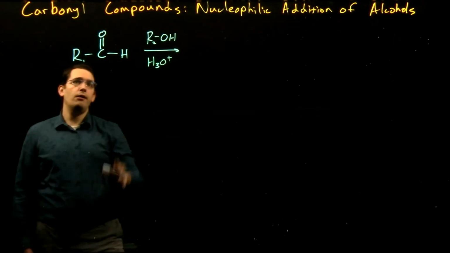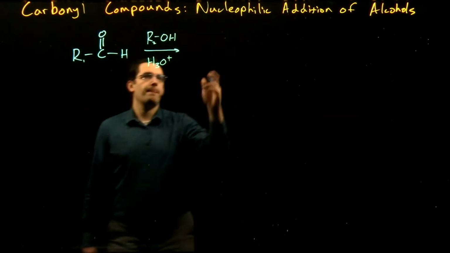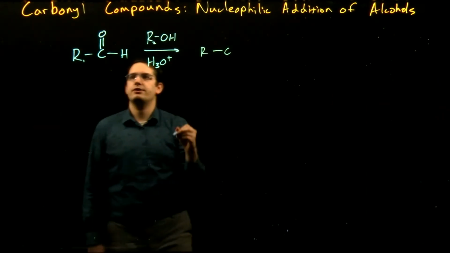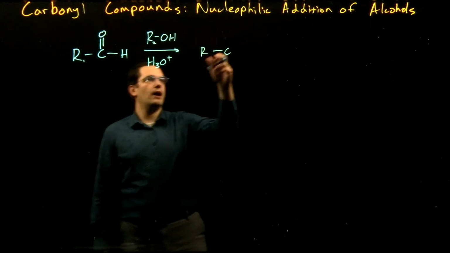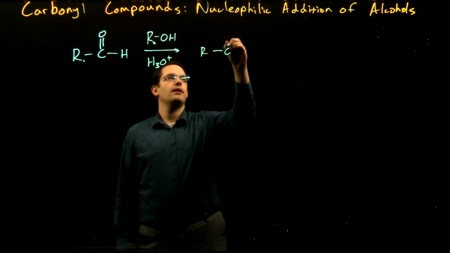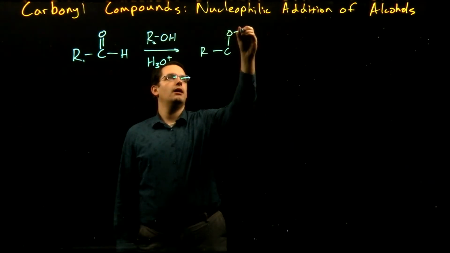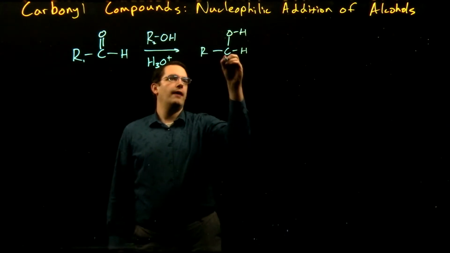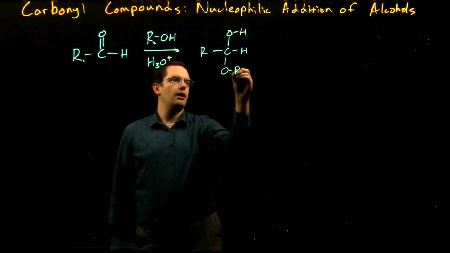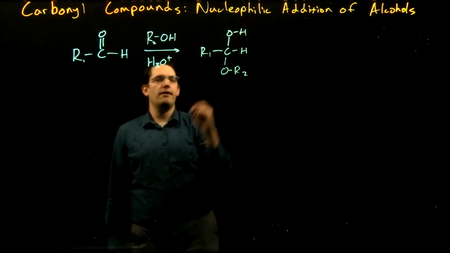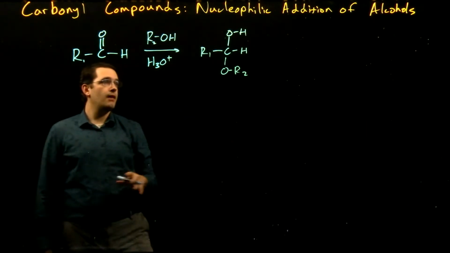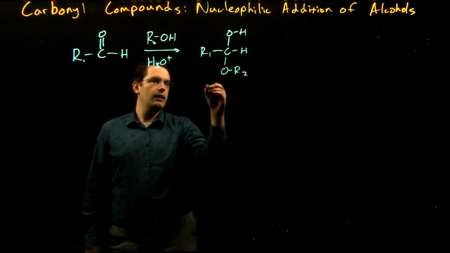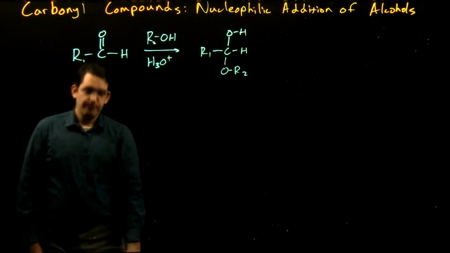So we have our alcohol and our carbonyl here, and the alcohol is going to add on, as with our other nucleophilic addition reactions, to either side of our double bond. So we're going to be adding on the hydrogen from our alcohol on one side, and then we're going to be adding on the oxygen and our carbon chain on the other side of that double bond. At this point now, we've formed a new functional group. This is what we call a hemiacetal.